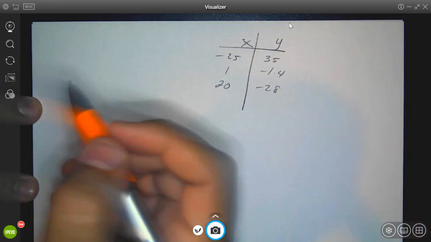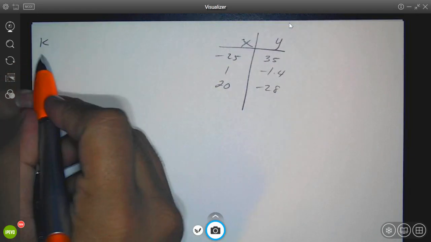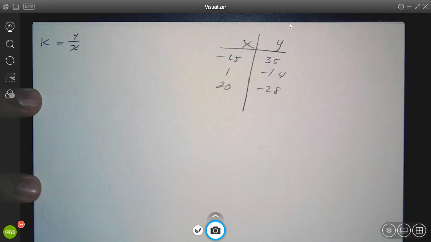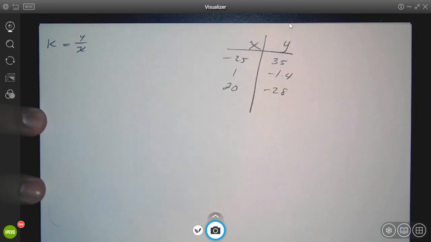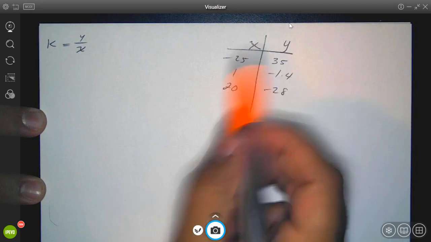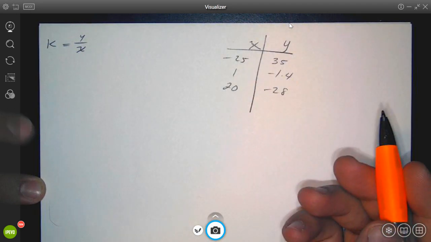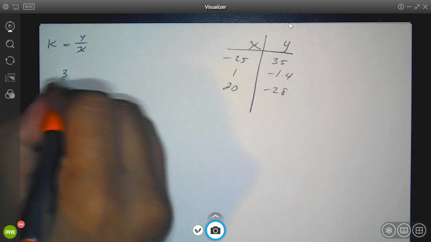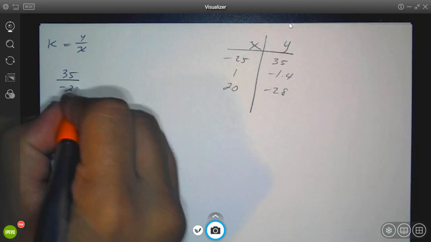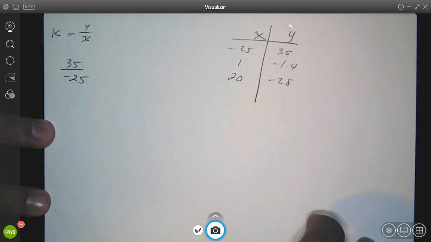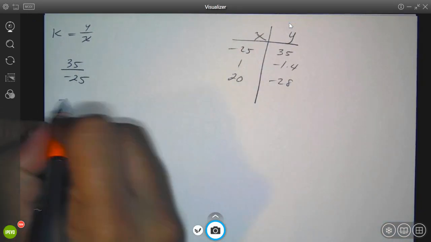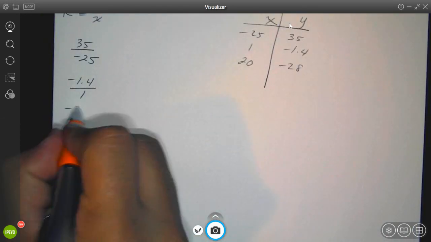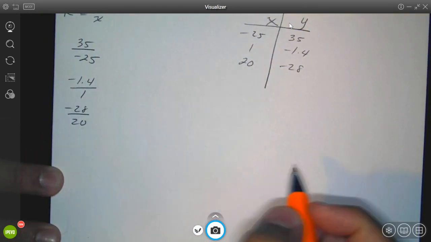So if you guys remember, you took notes, we have that the constant of variation k is equal to y over x. That is the constant of variation. So to tell whether this table represents a direct variation, we just take the ratio of each point. So we first start out with the first point, which is 35 over negative 25. I'm going to do that for all 3 points. Negative 1.4 over 1. And lastly, negative 28 over 20.